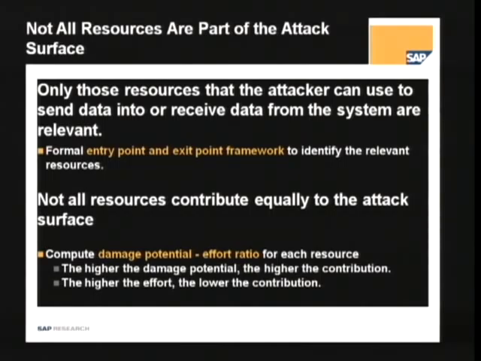Right? If you have two methods, the first method runs with root privilege, and another method runs without root privilege, and if the attacker somehow finds the chance to attack the first method, he can probably cause more damage than when he attacks the second method. So that's why we need to compute the damage potential effort ratio for each resource. And the higher the damage potential, the higher the contribution, as I said at the beginning, and the higher the effort, the lower the contribution. So these two aspects are very important, right? Which resources are important and how much is their contribution.